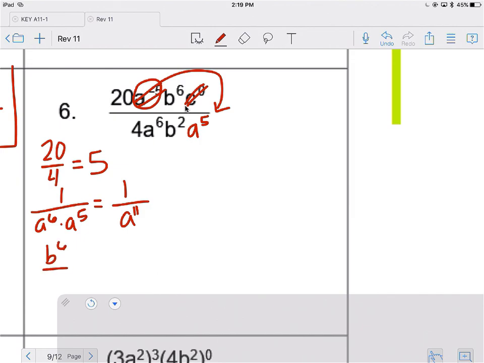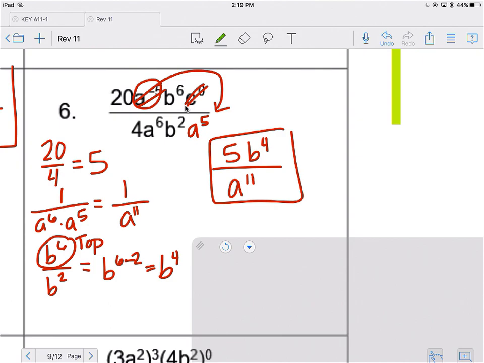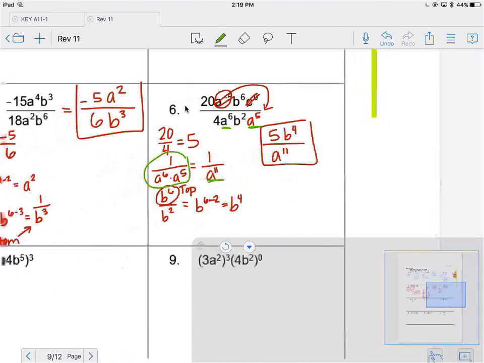And then the b's, I have some on the top and some on the bottom. I have 6 on the top and 2 on the bottom. 6 on the top is bigger than 2 on the bottom, so my answer needs to end back up on the top. 6 minus 2 is 4, and again, this goes on the top. So 5 goes on the top, a to the 11 goes on the bottom, and b to the 4 goes on top. Again, remember, if you write your a's like this because they started on the bottom, it will help you remember that they need to end up on the bottom.